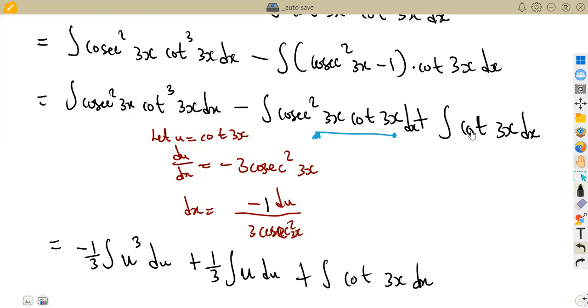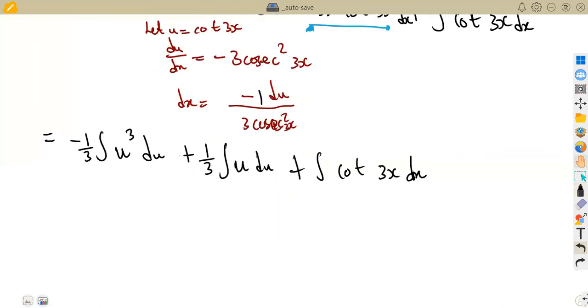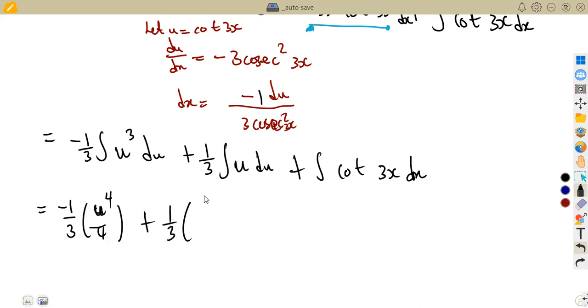Okay, so this is it. Let us integrate this part and see what we are going to have here. Minus 1 over 3, the integral of u to the exponent of 3, that's u to the exponent of 4 over 4, plus 1 over 3, the integral of u, this is u to the exponent of 1, so you add 1, which gives u squared over 2.